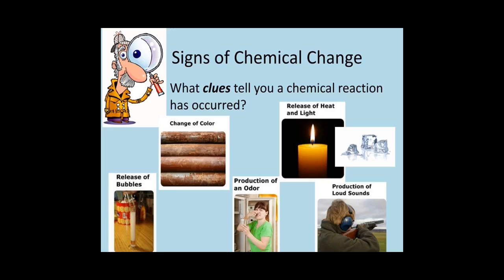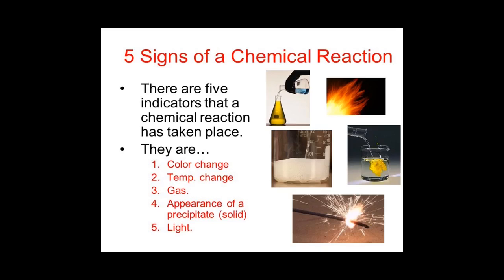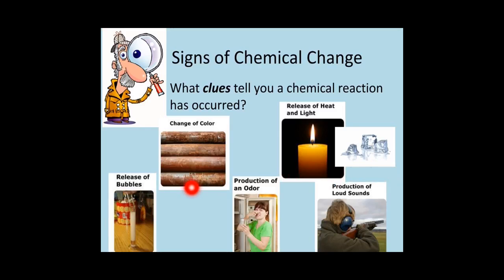Next, signs of chemical change. What clues tell you a chemical reaction has occurred? Yes, release of bubbles, change of color, release of heat and light, production of odor, production of loud sounds. These are signs of chemical change. They indicate that a chemical reaction has taken place.